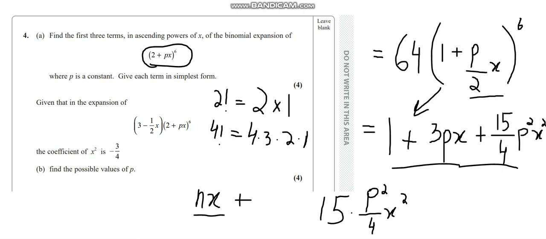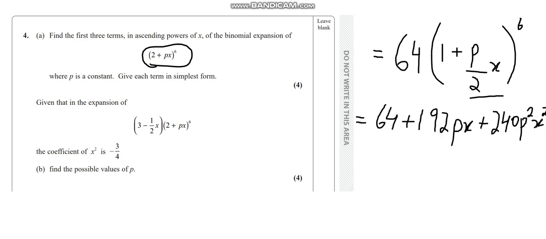If you remember that we took 64 as a factor out, and it will become 64 into 1 is 64, and plus 192, because 3 into 64 is 192 p into x, plus 240 p square x square. Now 15 upon 4 into 64 becomes 240, so there'll be no confusion right there. Basic maths, you can say. And now that's our A part done.